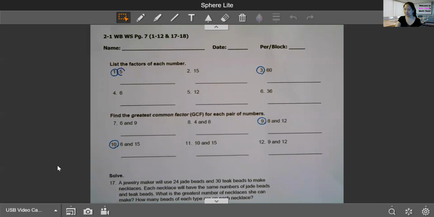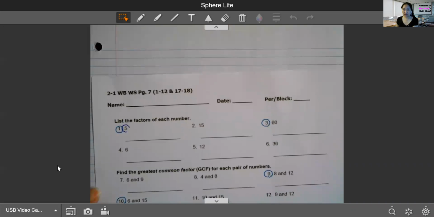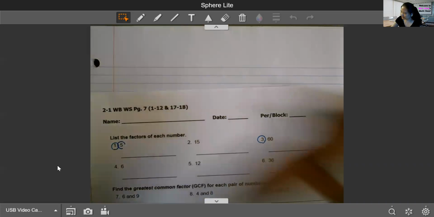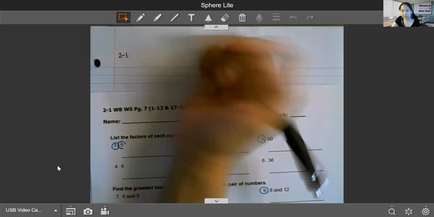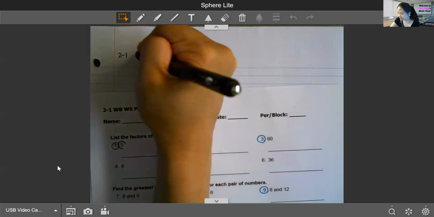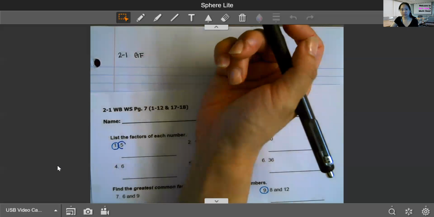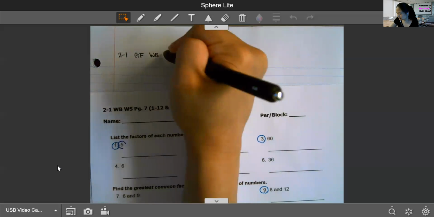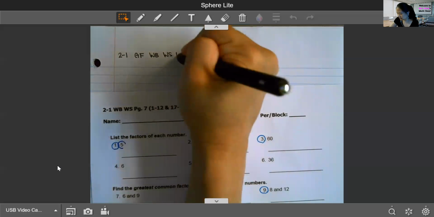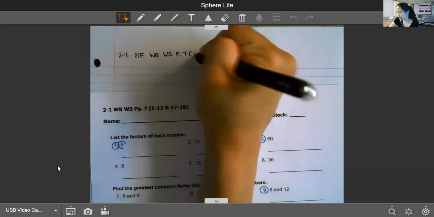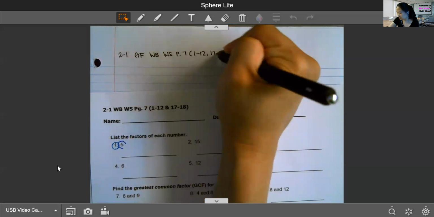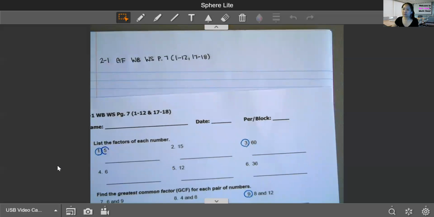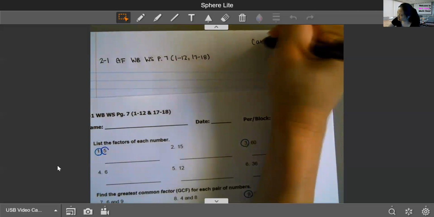So I'm going to start by writing right here the homework heading. I'm going to write the module 2-1. Just for me, I'm gonna write GF for Google Form. You can do that as well. Workbook, worksheet, page 7, 1 through 12, and 17 through 18. And then I'm going to write my name, date, and period.